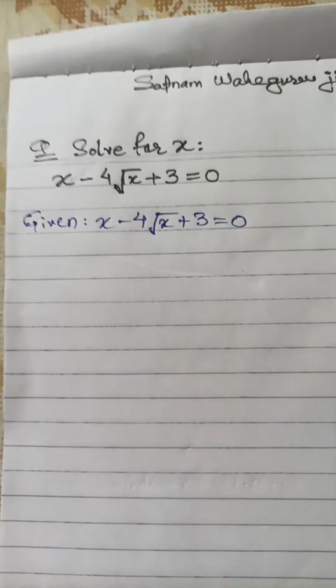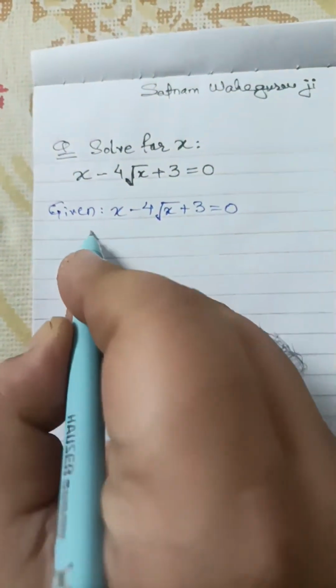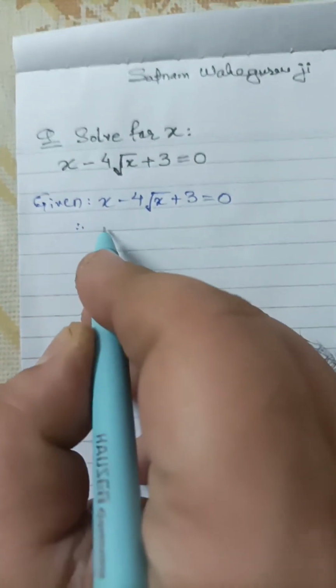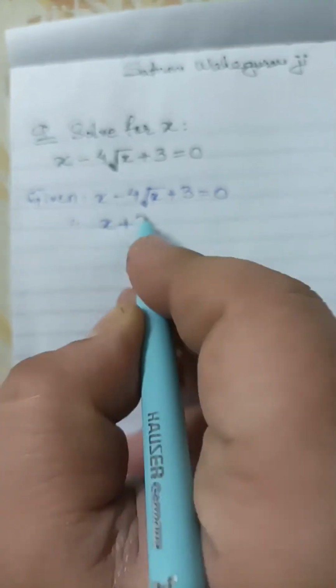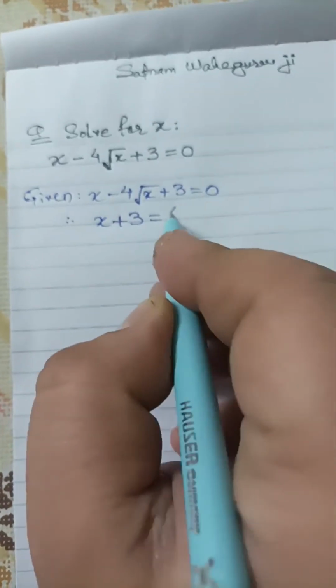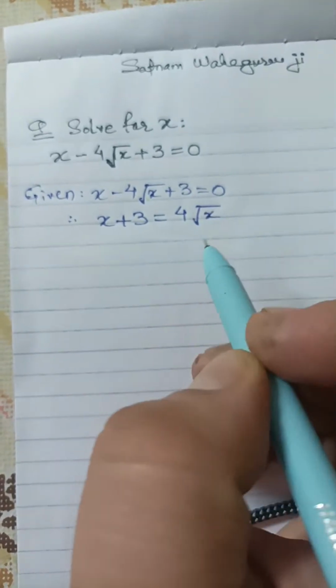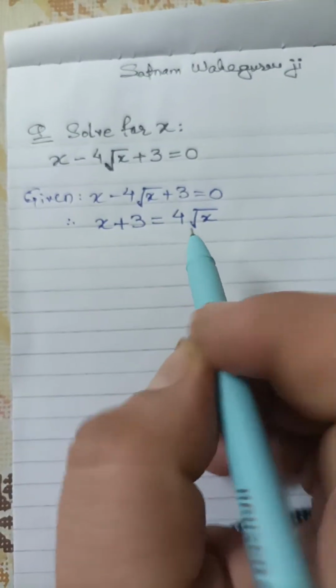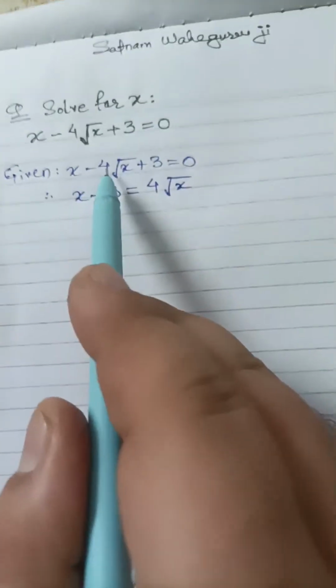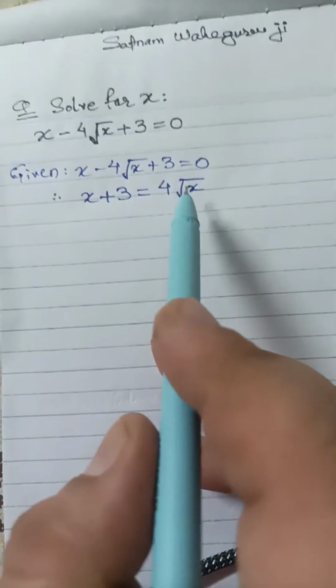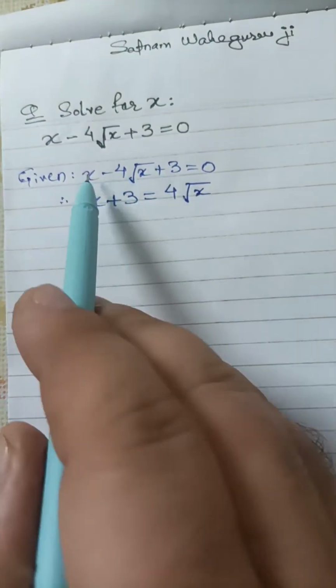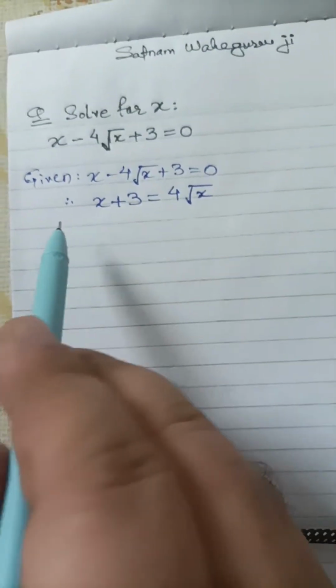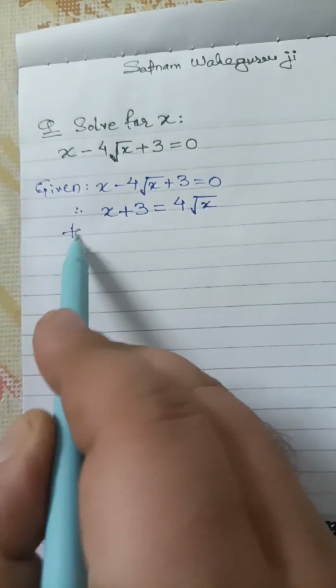Okay. Now what we'll do is x plus 3 is equal to 4 root x. This is how we can proceed further. Taking minus 4 root x on the other side will become 4 root x, and here x plus 3 would be left.